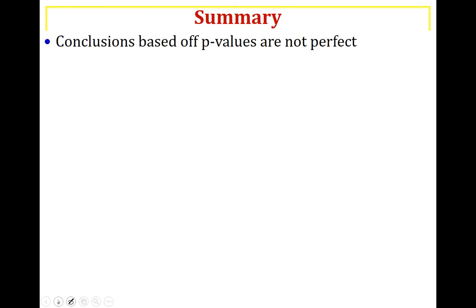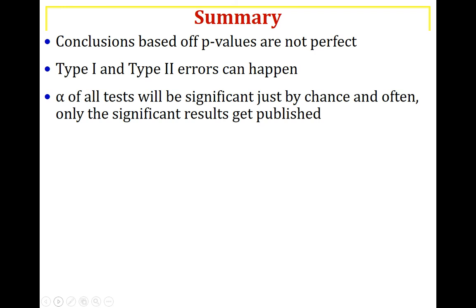To summarize, conclusions based on p-values are not perfect. We cannot assume perfection out of this because there's error. Type 1 and type 2 errors can happen. Study those type 1 and type 2 errors, folks. Some percentage of all tests, equal to the alpha level, will be significant just by chance, and often only the significant results get published. Remember, that's our bias.